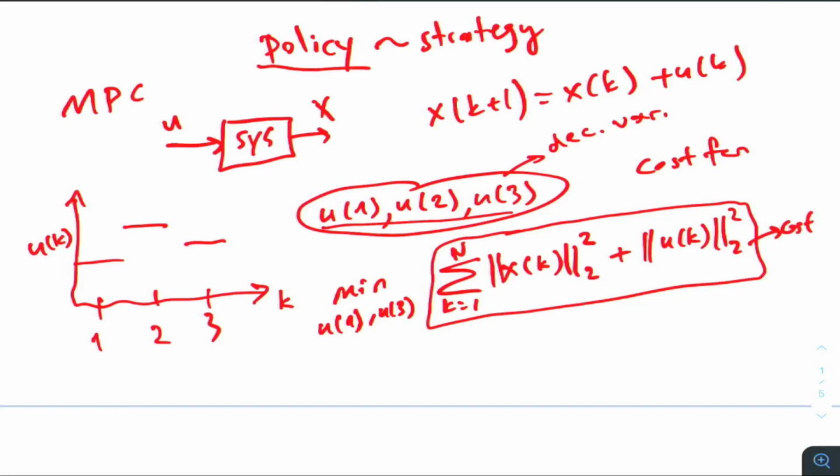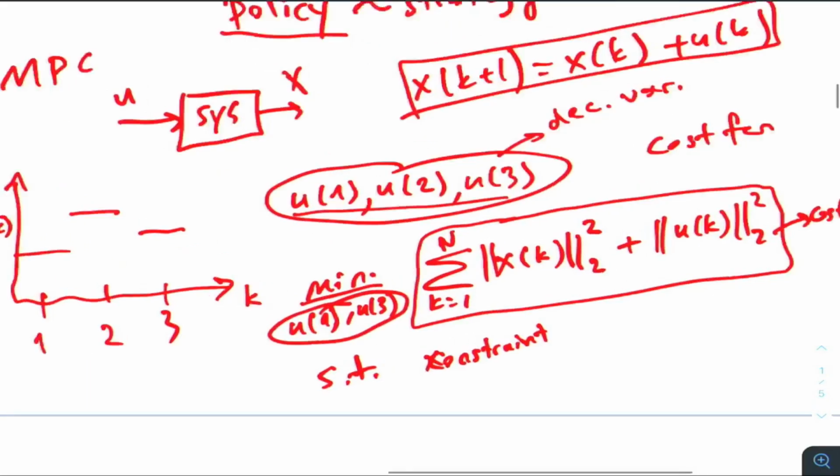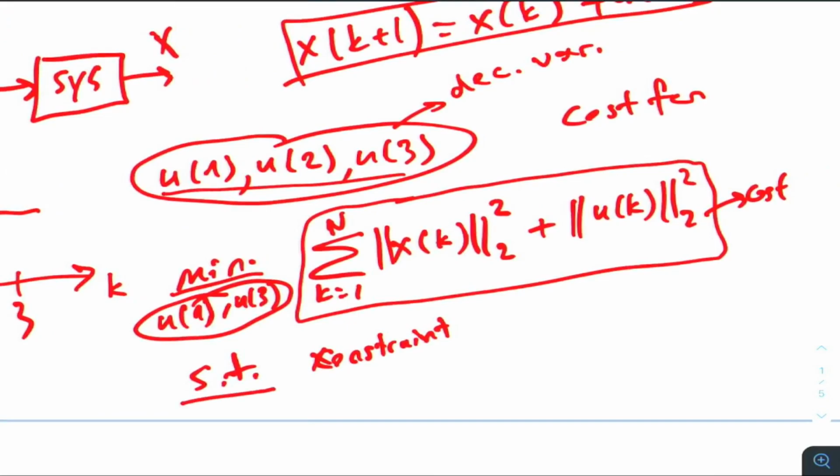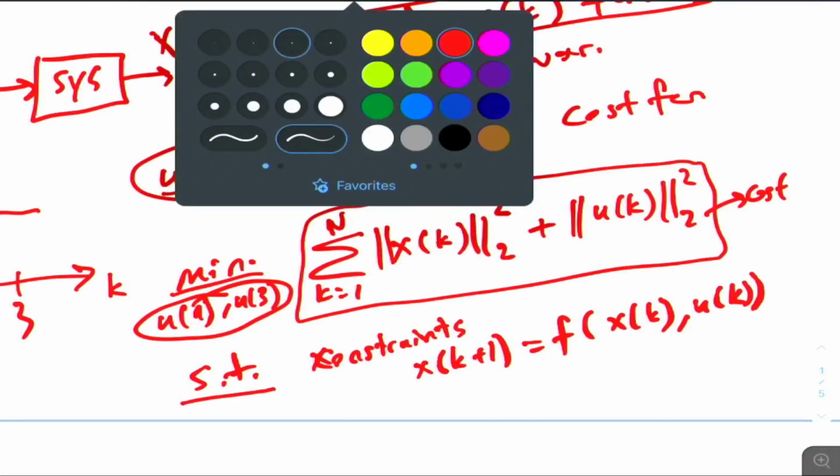And what is your constraint? Your constraint is your dynamical equation. People write minimize by using those decision variables, and subject to, it is not such that, it is subject to the constraints. And what are the constraints? Your constraints are, let me maybe try to do that.